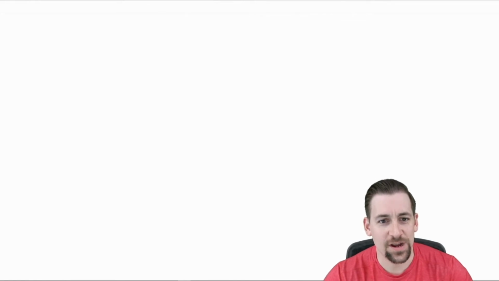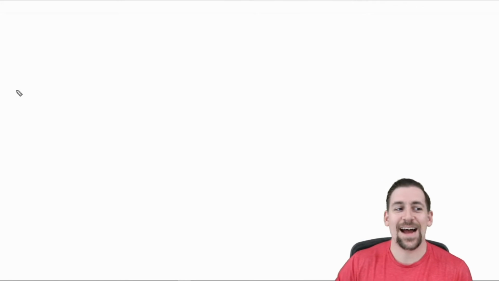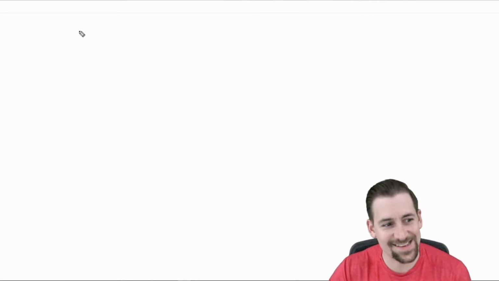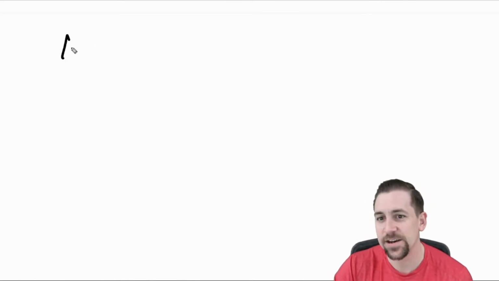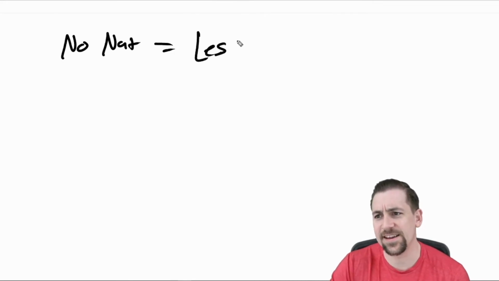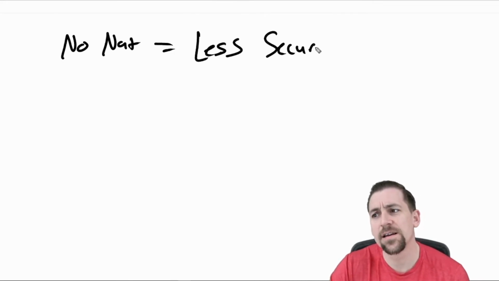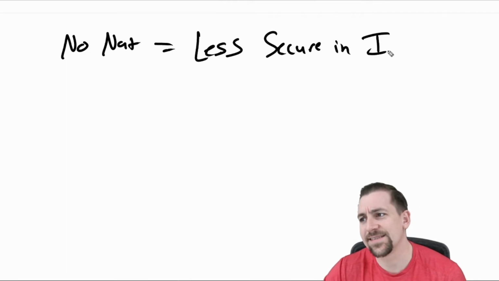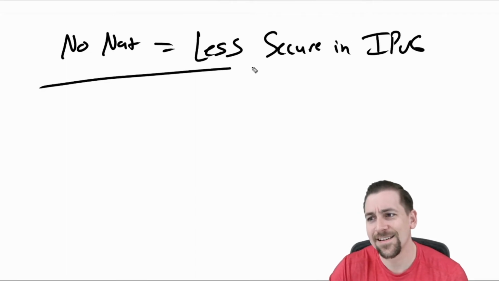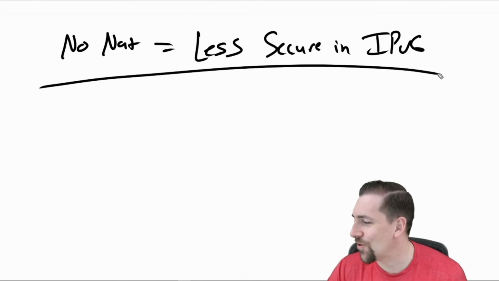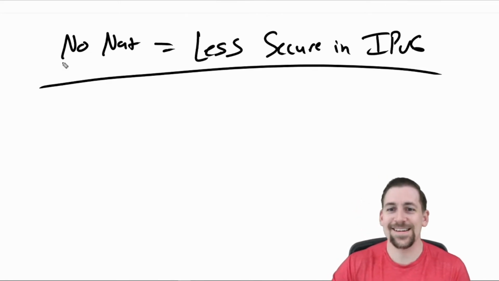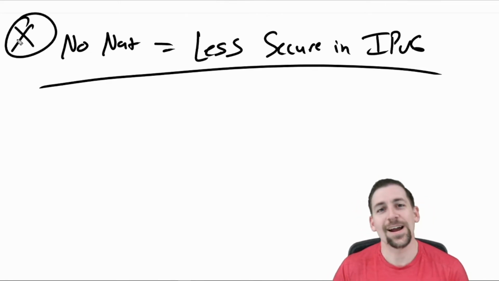Number 2, coming in at number 2 on our top 4 IPv6 myths, is that IPv6 networks are less secure because we don't use NAT. No NAT equals less secure in IPv6. I've heard this myth before. I will probably hear it again. This is a myth, right?